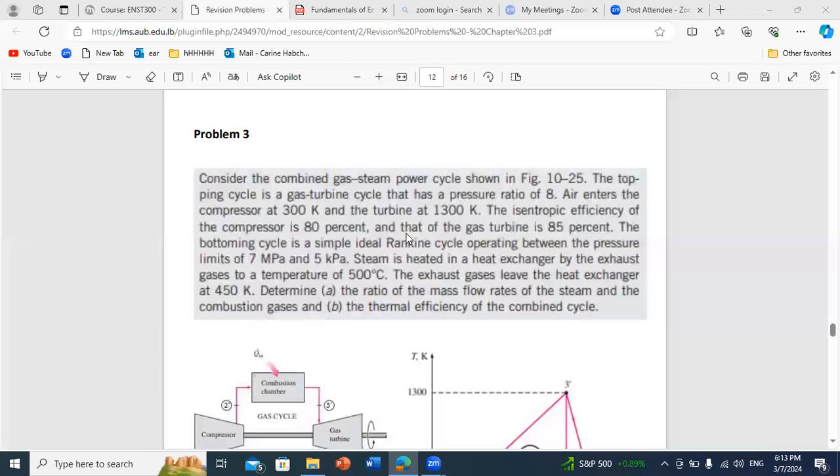The bottoming cycle is a simple ideal Rankine cycle operating between the pressure limits of 7 megapascal and 5 kilopascal. Steam is heated in a heat exchanger by the exhaust gases to a temperature of 500 degrees. Knowing that the exhaust gases leave the heat exchanger at a temperature of 450 Kelvin, determine first the ratio of the mass flow rates of the steam and combustion gases, and also the thermal efficiency of the combined cycle.